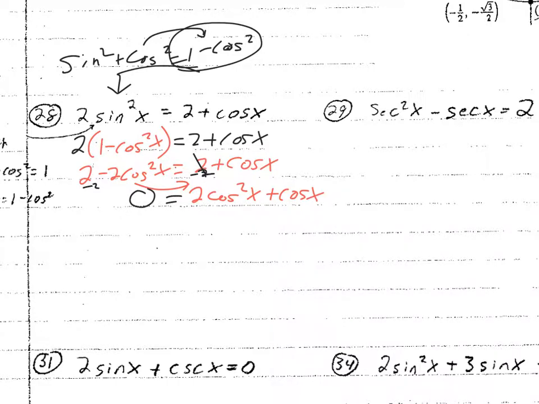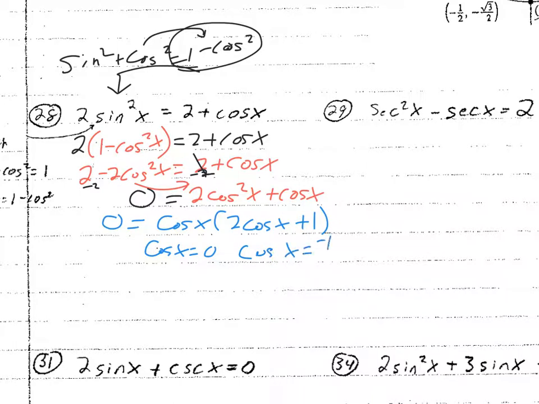From here, I have to take out a greatest common factor, and the greatest common factor is going to be cosine x. So if I take out a cosine x, I'll be left with 2 cosine x plus 1. Doing my zero products, cosine x is going to equal 0. And then remember to solve this parenthesis. We're going to have cosine x equals negative 1 and then divide by 2. So that one will be cosine x equals negative 1 divided by 2.